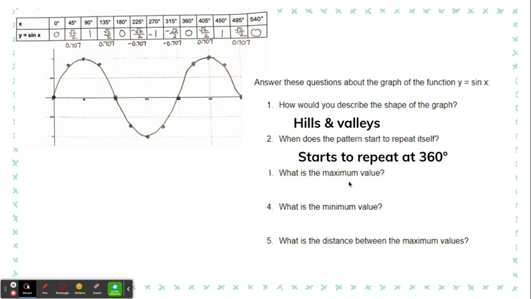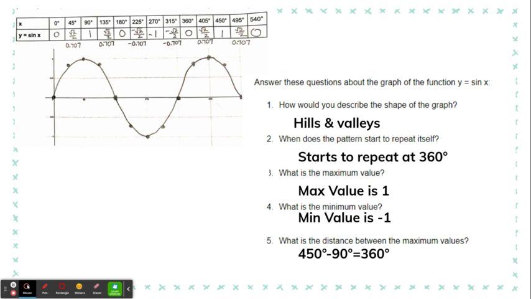It says, what is the maximum value? I see a max. It says, how high did it go? How high? It was the highest value of 1. So the highest value went up 1. The lowest it went was -1. So you look at all these values here, the lowest was -1. And now it's asking, what's the distance between the max and min? Well, the max was up by 1 and the min was down by 1.